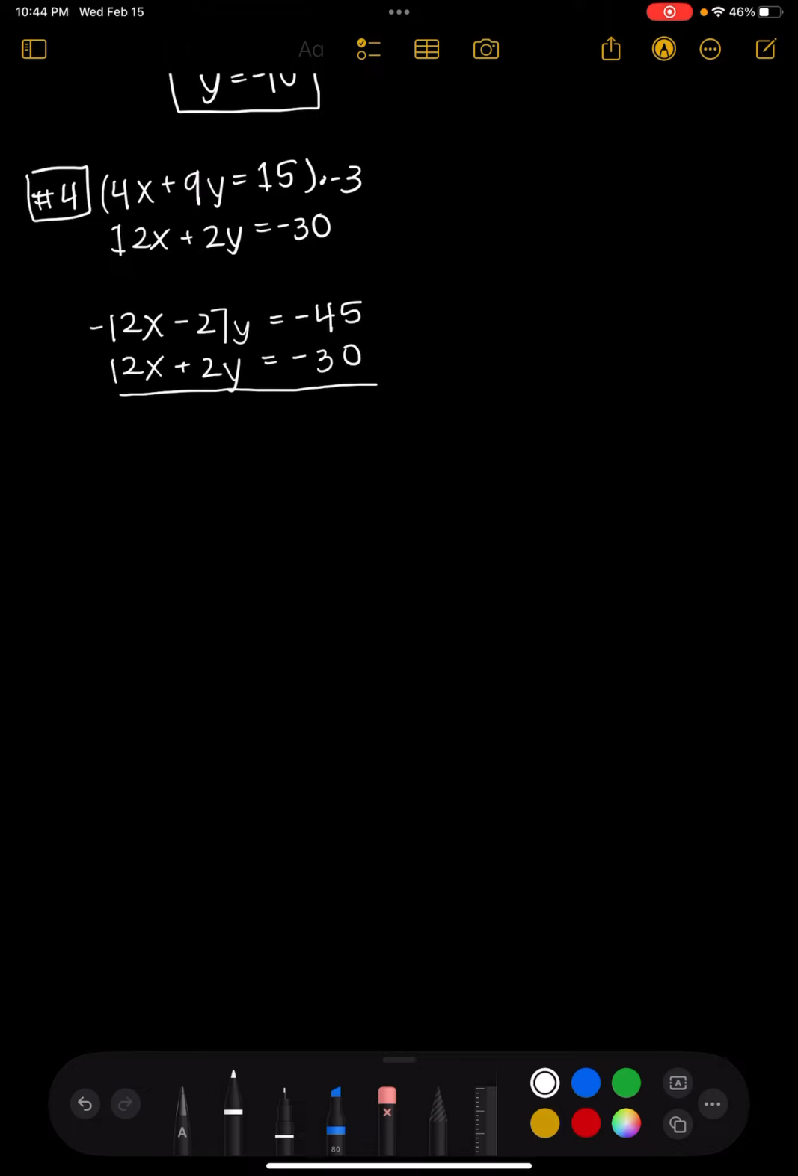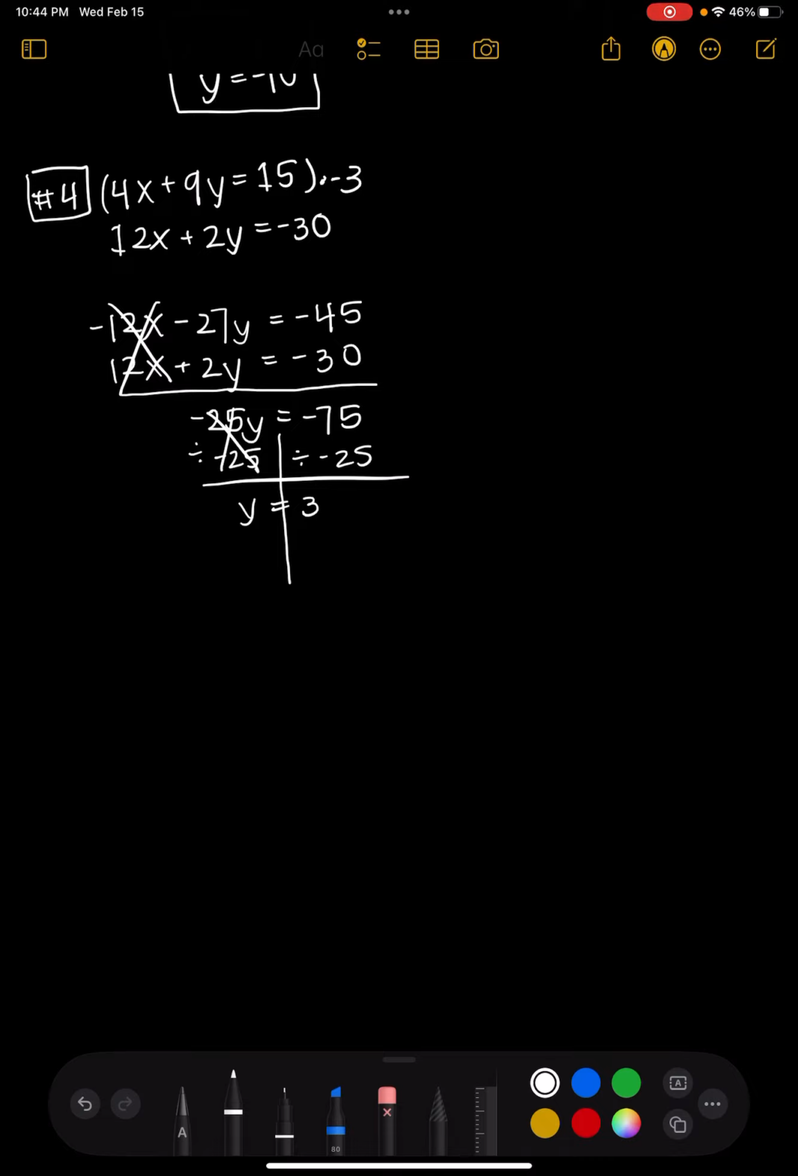So we have a negative 12x, positive 12x. They cancel out, which is what we want. Then for the y's, we have negative 27y and a positive 2y, which gives me negative 25y. And then negative 45, negative 30 gives me negative 75. So to solve this for y, I would divide each side by negative 25. The 25's cancel out on the left side, we're left with y. Negative 75 divided by negative 25 gives me 3, so I know y is equal to 3.